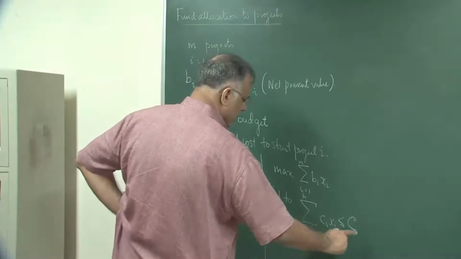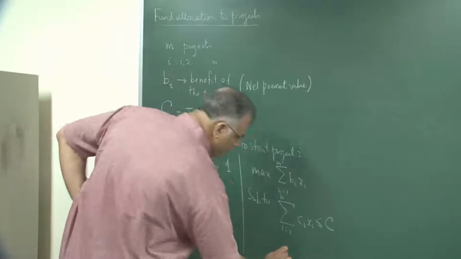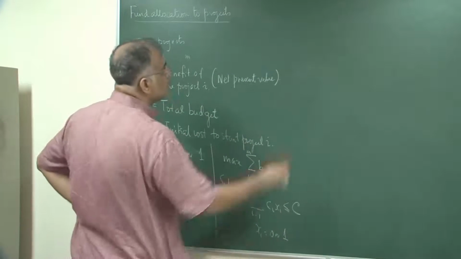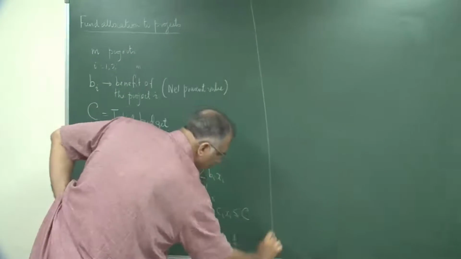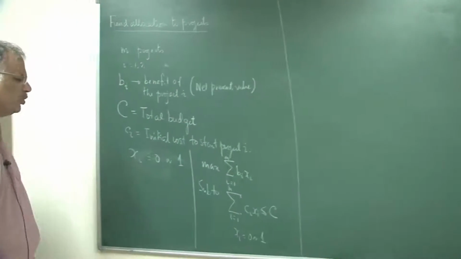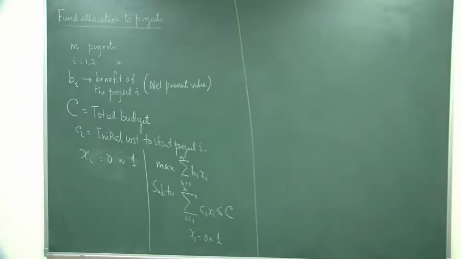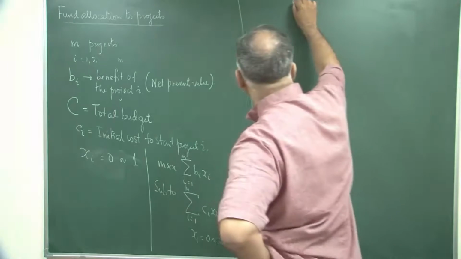This cost cannot be exceeding C, and of course Xi is 0 or 1. So this is what is called the capital budgeting model. It is in the form of an integer programming problem. Now we are looking into portfolio selection problem and portfolio of bonds.